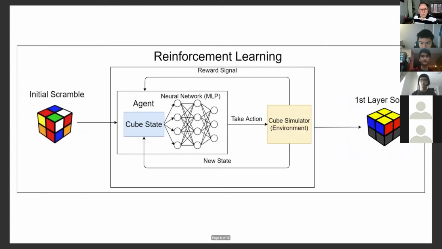So this is our reinforcement learning model, a brief introduction to reinforcement learning. Basically, it's a field of machine learning where you take an input to some sort of environment with finite actions, and then you try to maximize some notion of reward. In our case, that would be solving the Rubik's Cube. As you can see here, we have an MLP that goes into a cube simulator, which we wrote in Python. And then it outputs a reward signal and a new state, and it continues to learn to try to maximize the reward, which of course is solving the cube.